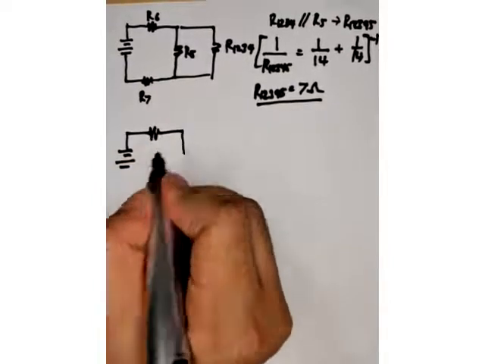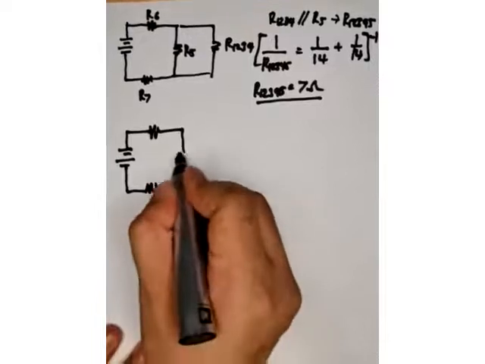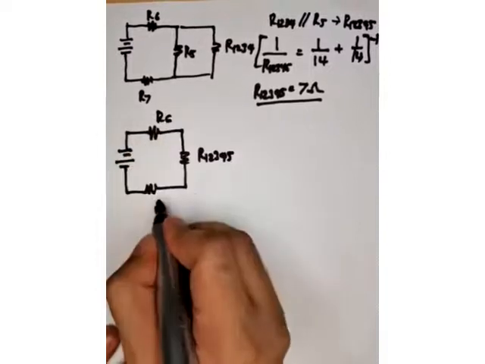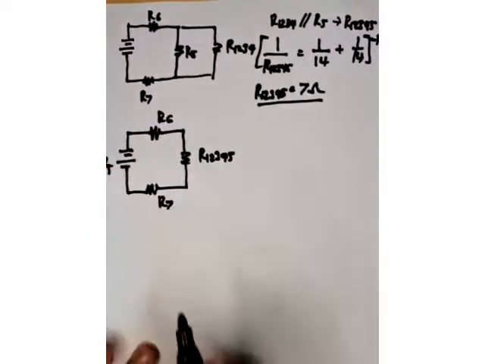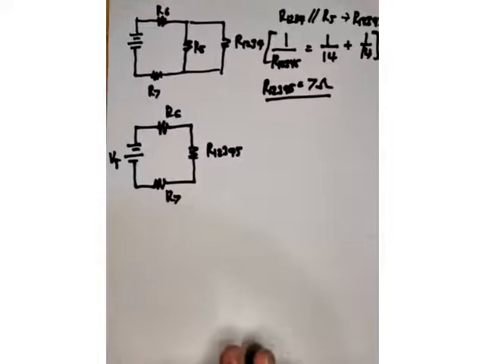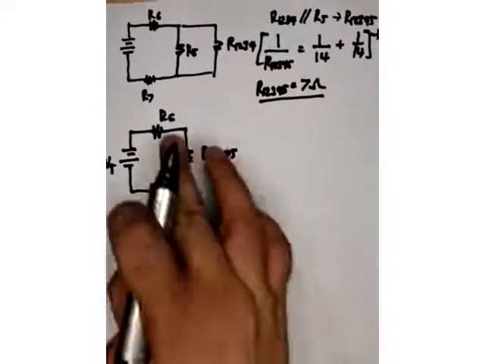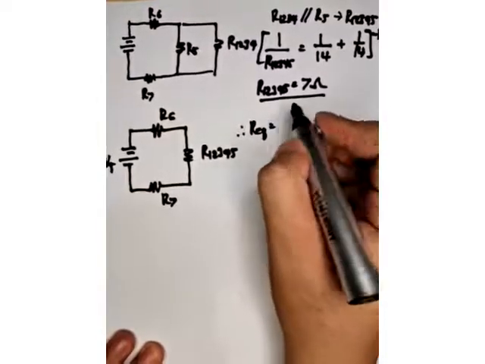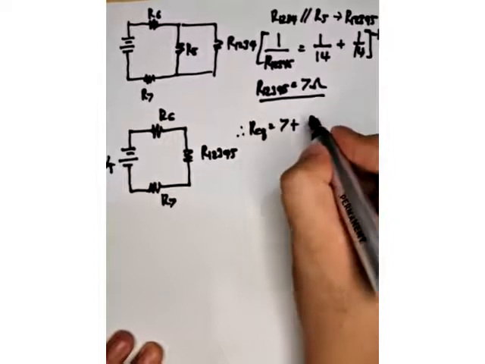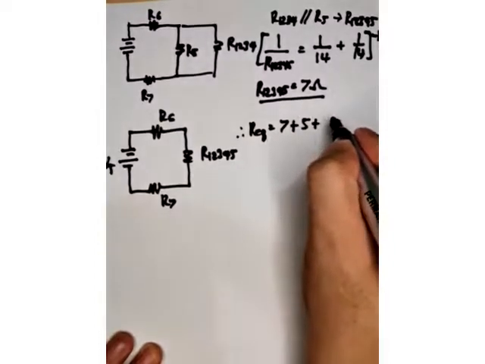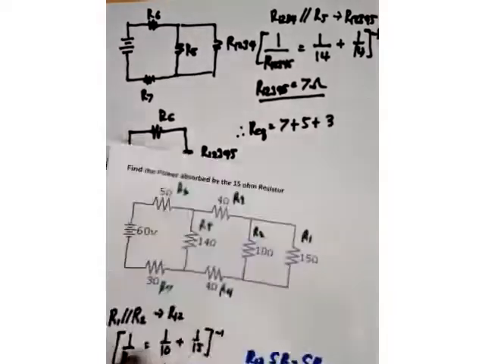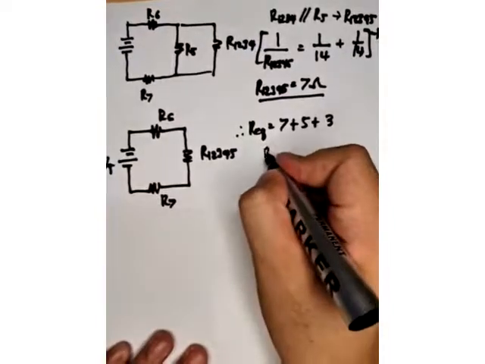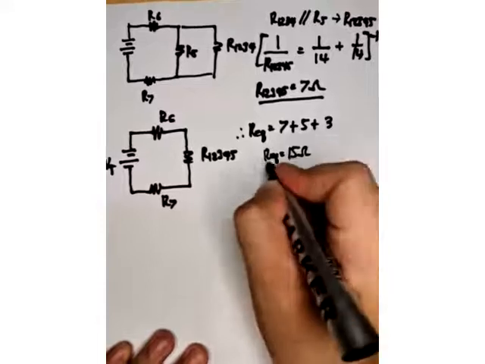Okay, so then, simplify again. We have R12345, then R6, and then R7, and we have the V total. Okay? Now it has been simplified, so they are just in series. Therefore, our R equivalent is 7 plus 5 plus 3. So, R equivalent is equal to 15 ohms.